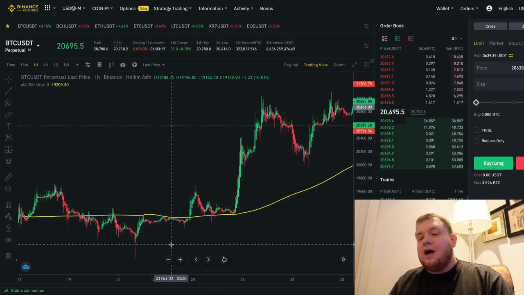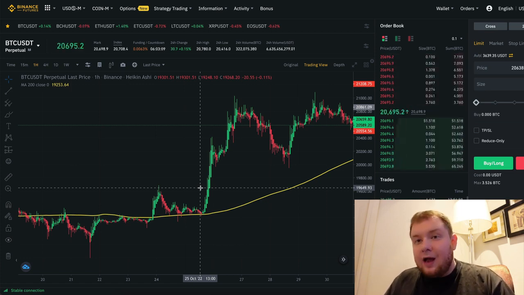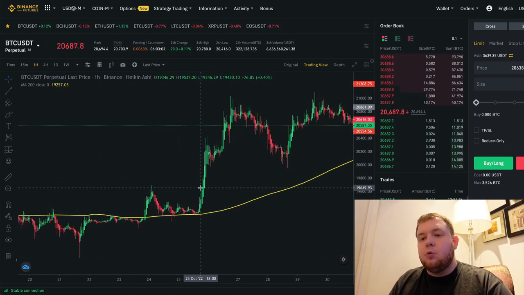And this is why we want to have the 200 moving average on the chart, because even if we apply this on the lower time frames, I wouldn't really use it below the 1 hour time frame because it can be a little bit unreliable. And of course, the daily or the weekly, it's even more reliable. But that's the basic premise of why we're using the 200 moving average.